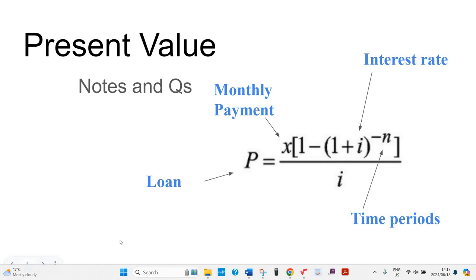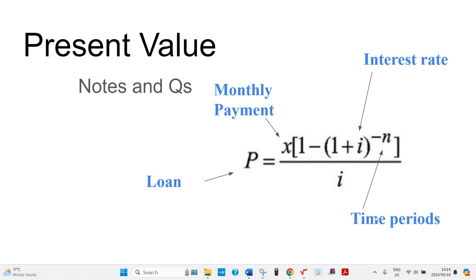Okay, we're going to look at something called present value, and it's used in most problems where they ask about a loan. When you take out a loan, that's what P is. P is the present value of the loan you're taking out. You're going to take out a loan to buy a car for 200,000. That 200,000 goes right there. But the monthly payment goes where X is.